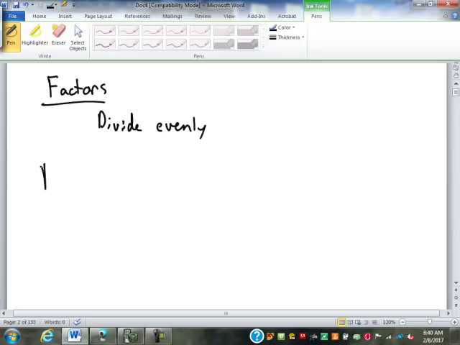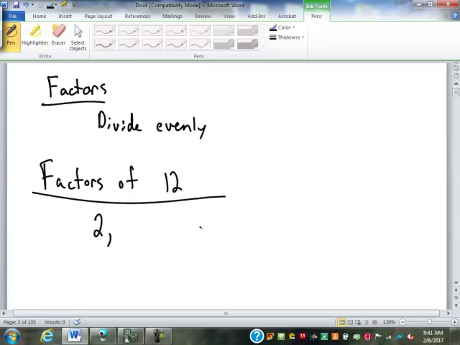For example, factors of 12. Well, 2 divides evenly into 12 with no remainder. 3 divides evenly into 12 with no remainder. 4 does, and so does 6. Now I get asked every time, well, what about 1? 1 divides evenly into it. Yeah, 1 divides evenly into anything, so therefore we don't count it.